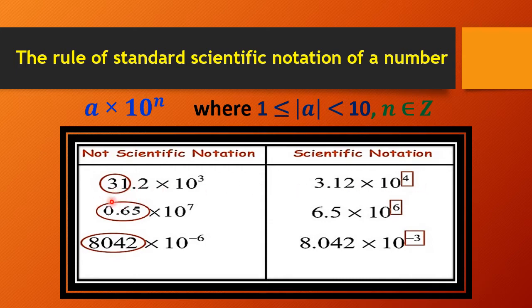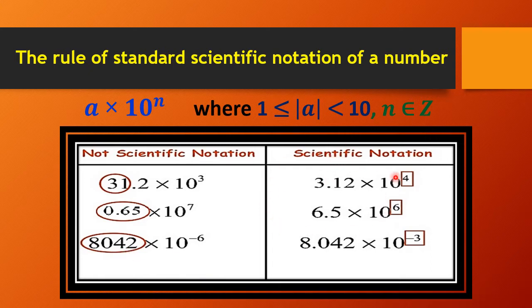Why is this number not in scientific notation form? Because 31 is greater than 10. In this number, it is not a scientific notation form because 0 is less than 1. In this number, 8042 is greater than 10.